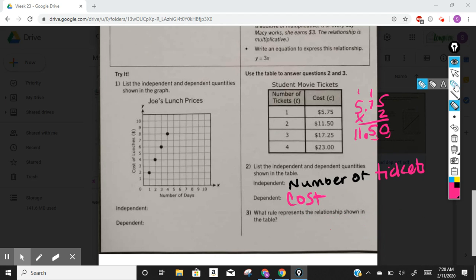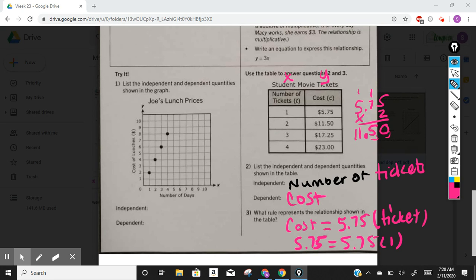So let's think back to what we had previously. If we think about how we can label, this would be our X, this would be our Y, because this one's independent and that one's dependent. We always start off with our dependent. So we actually want to have the cost equals the number of tickets times 5.75. So if I purchase one ticket, 5.75 times 1, my cost would be 5.75. If I change that to 2 tickets, 2 times 5.75, my cost would become 11.50.